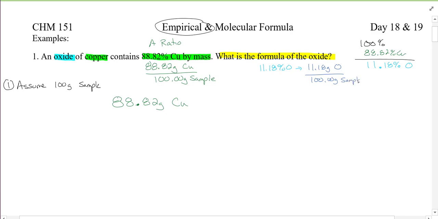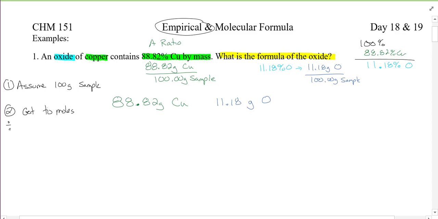So if I assume that 100 grams of sample, I can just take their percents, and 11.18% is now 11.18 grams of oxygen. All right, so the easiest way to start this out is just using their mass percents, convert those percents into a fictitious amount of grams, 100 grams, and go with it. Now I have grams in my 100 gram sample. Step 2 will be get to moles.